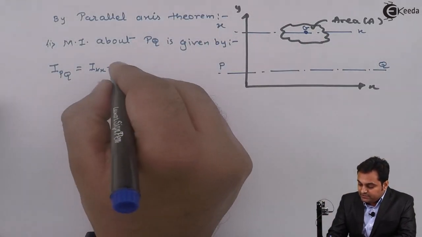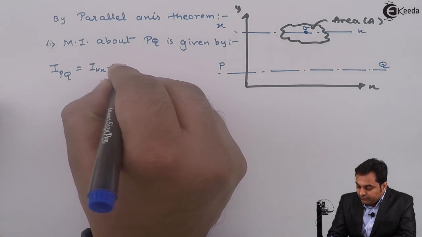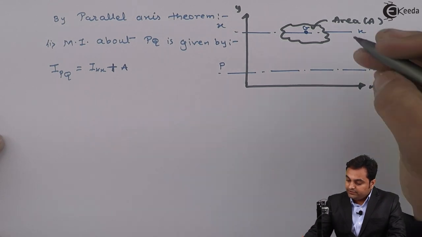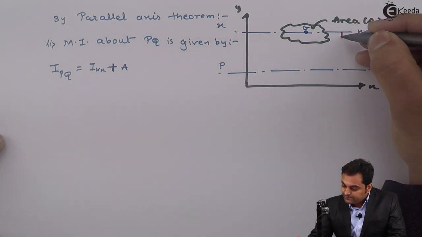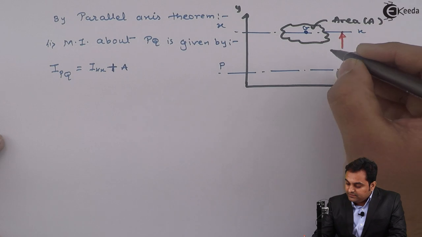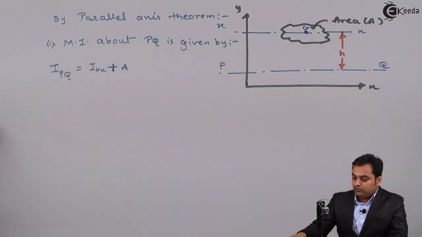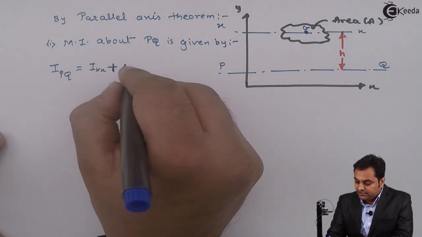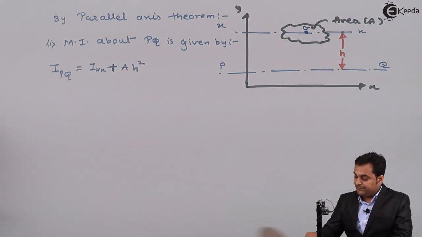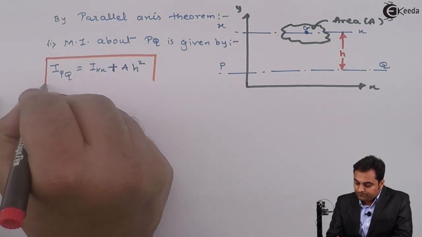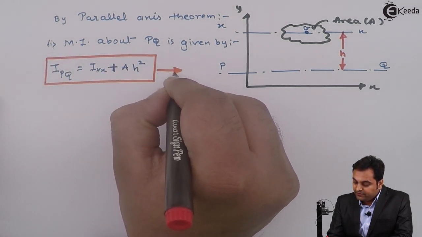So area is capital A, so it is the product of area into distance. Now which distance? The distance between the two axes. That distance I'll write as small h. So I have to make the square of this distance as per the parallel axis theorem. So I'll keep this as equation number 1.